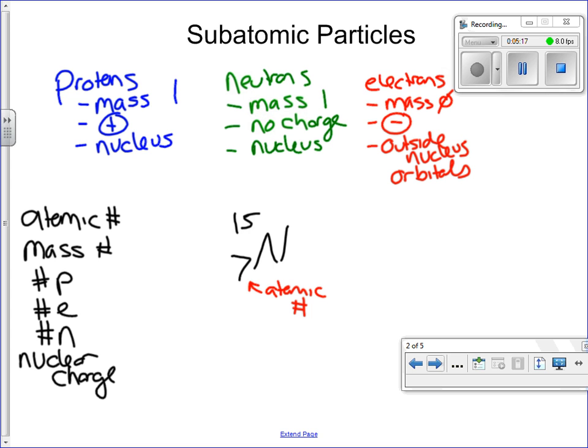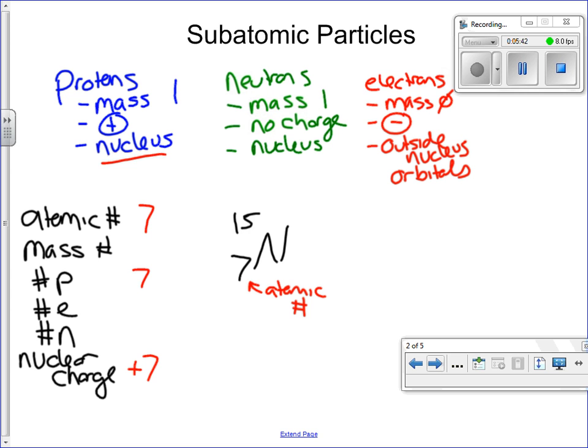So atomic number is 7. Atomic number is the same as the number of protons. There are 7 protons. It's also the same as the nuclear charge. Why? Because the nucleus only has one type of charged particle. That's protons. So the number of protons is the same as the charge on the nucleus. Okay? You do not use oxidation states for nuclear charge.